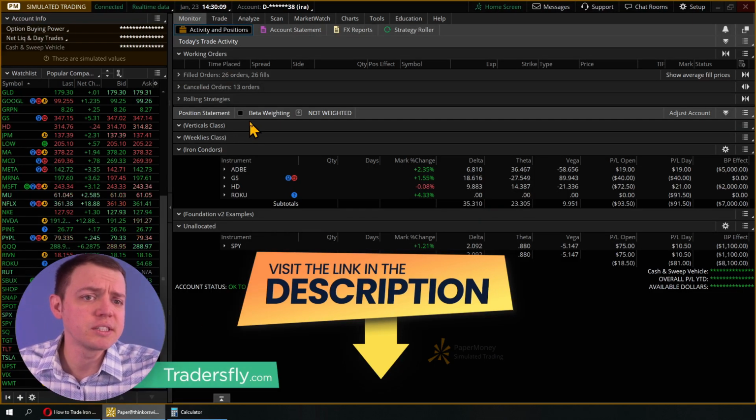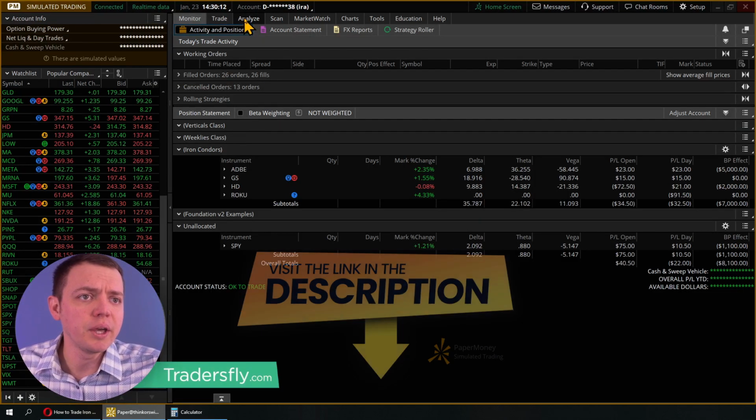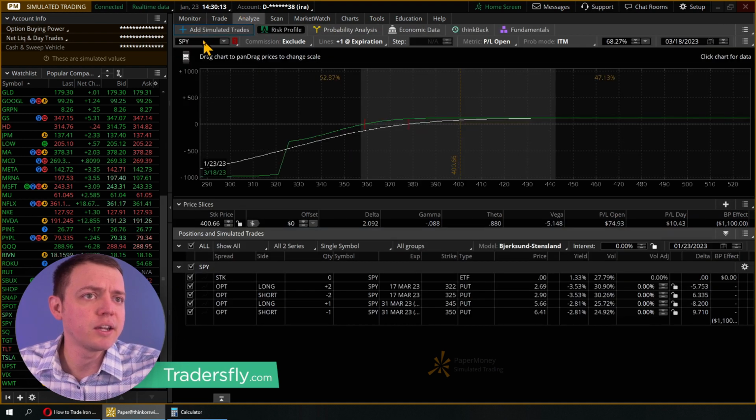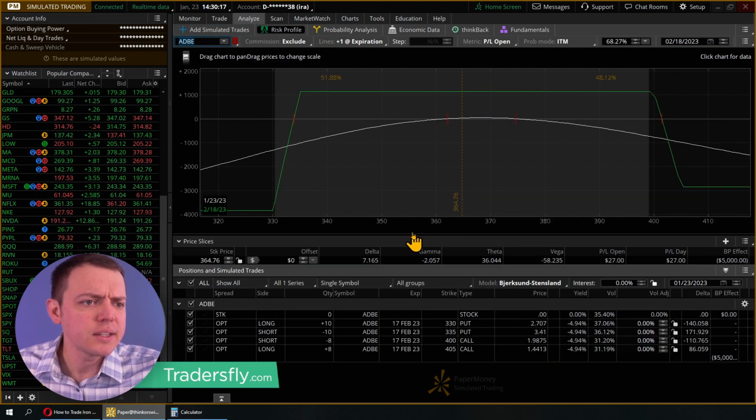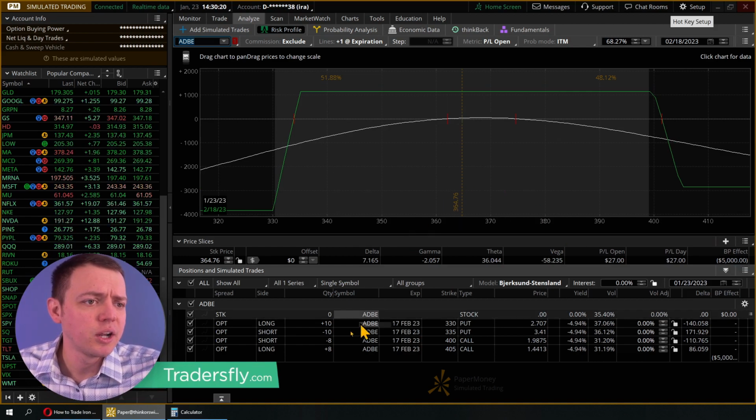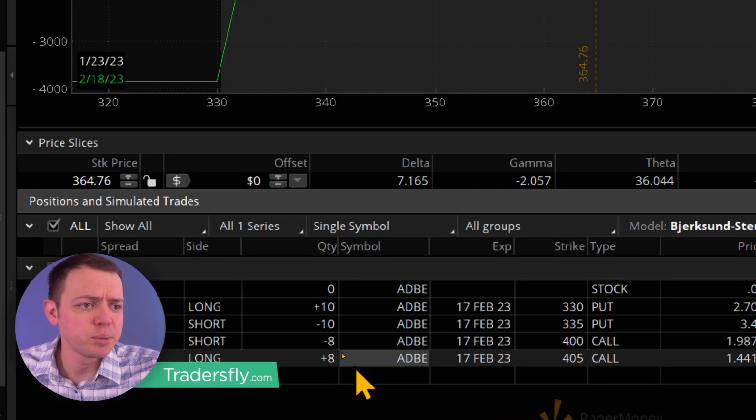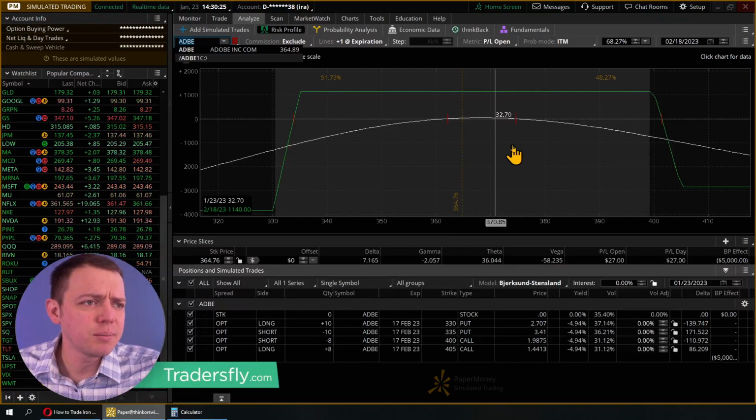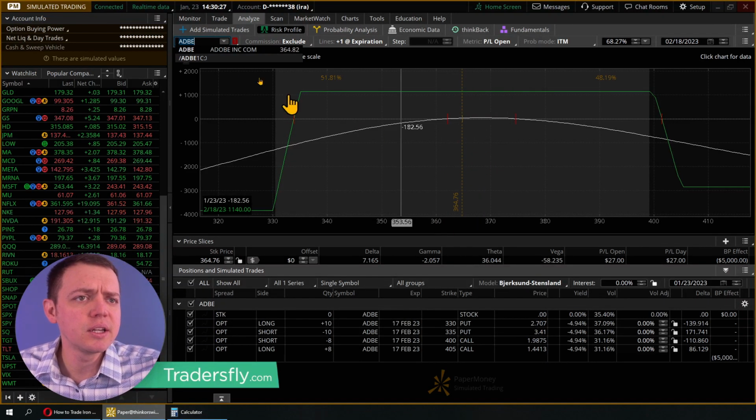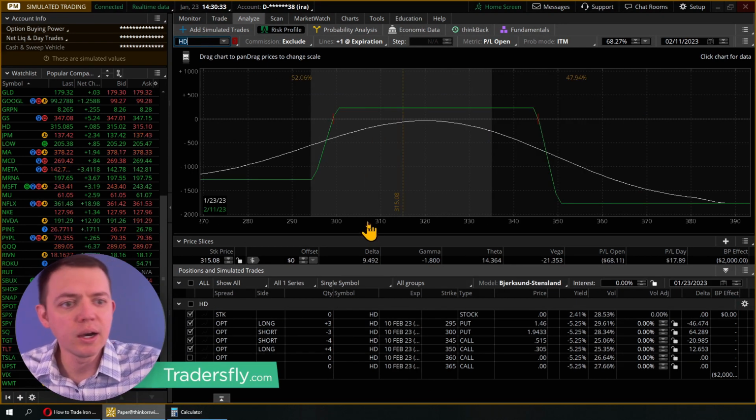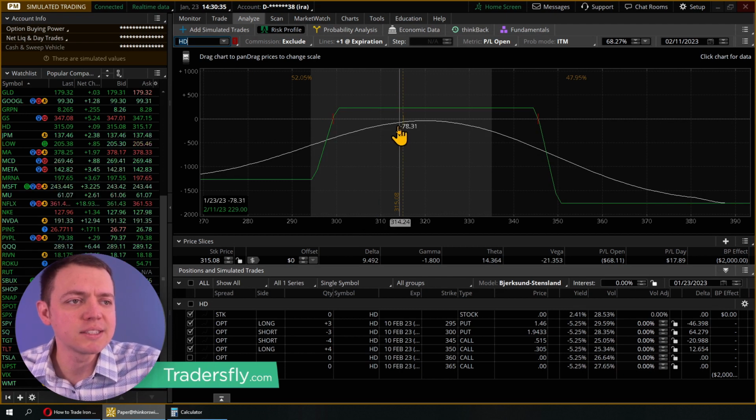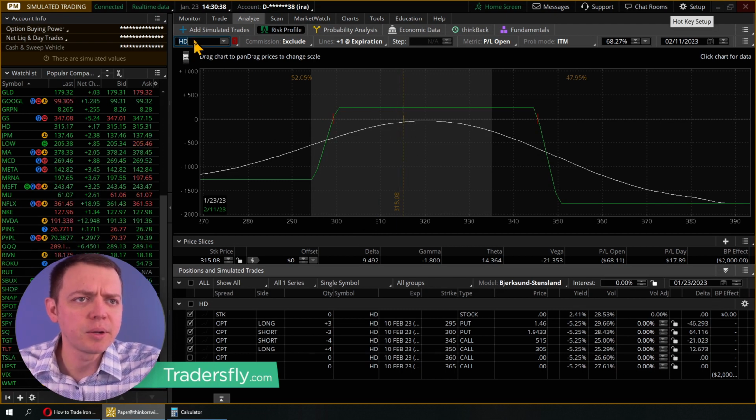Now, I want to show you a couple of these iron condors as we go in. Here's one with Adobe I just put on today. This is a bit of an unbalanced iron condor. You can see I have 10 contracts on the put side, 8 on the call side, so it's a little bullish. This is probably going to go in the trade examples. Then I have another one on Home Depot. This one's flip-flopped, a little unbalanced the other way, and we took a little bit of profits there.